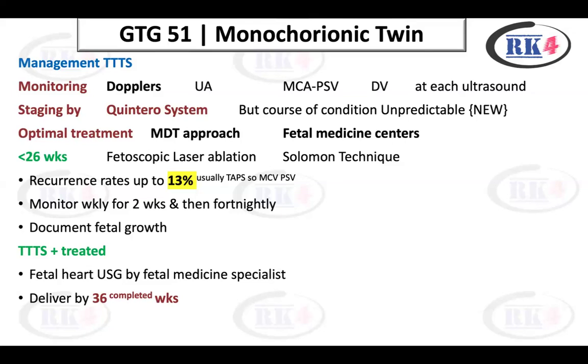Would it be 36+0, or would it be 36+6? Or would it be 37 plus? Yeah. Excellent. That would be 36+6. That's 36 weeks completed, because 37+0 becomes 37 weeks. 36 completed weeks is 36+6.